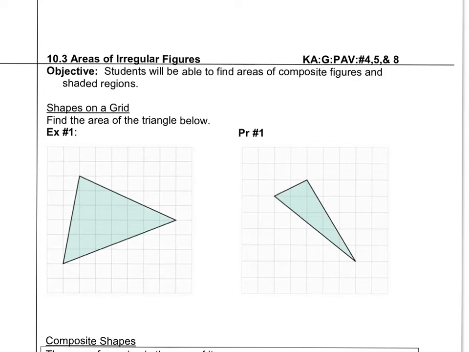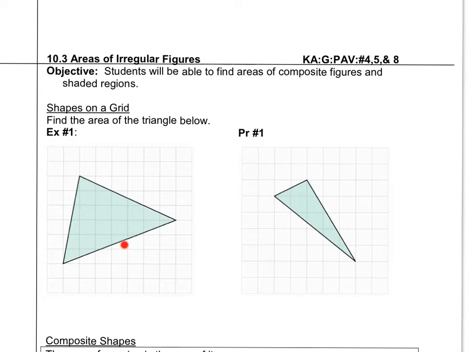All right, 10.3, areas of irregular figures. All right, so first thing we're going to talk about is what happens if they give you some type of shape that's on a grid like this, where it's not very clear what the base or the height is.